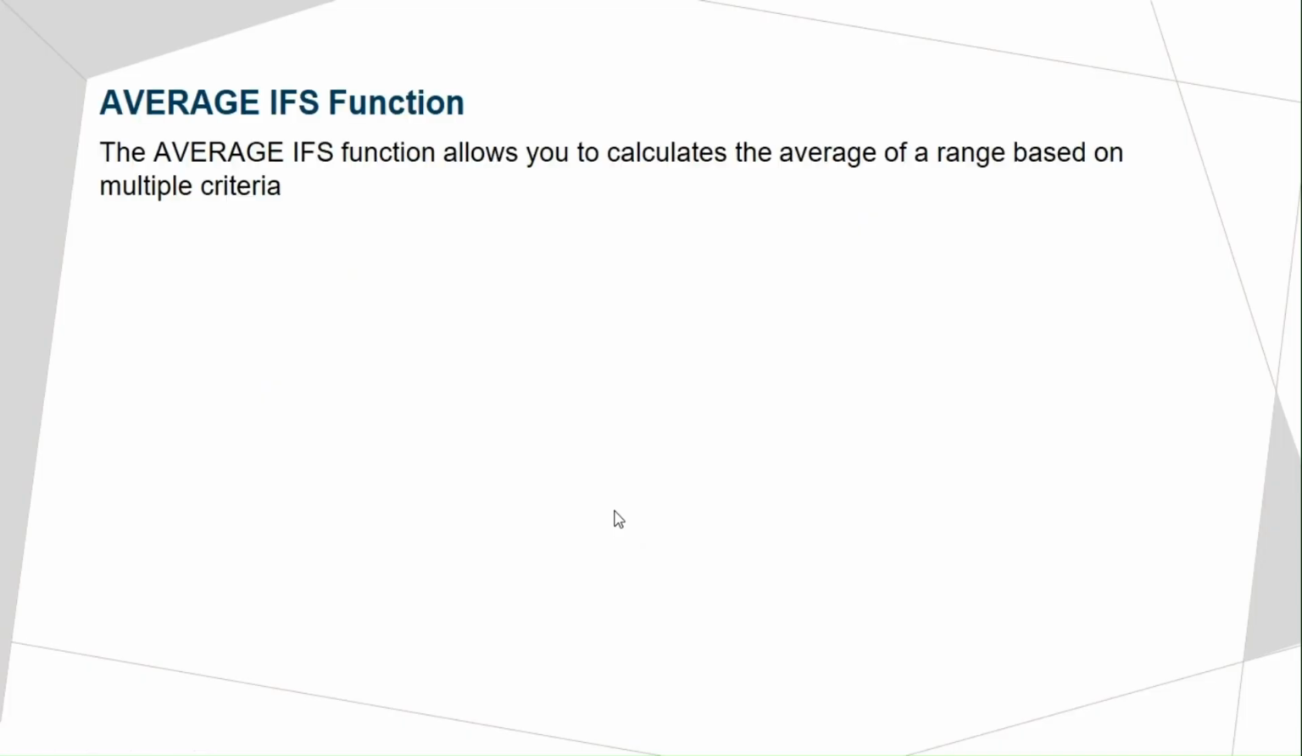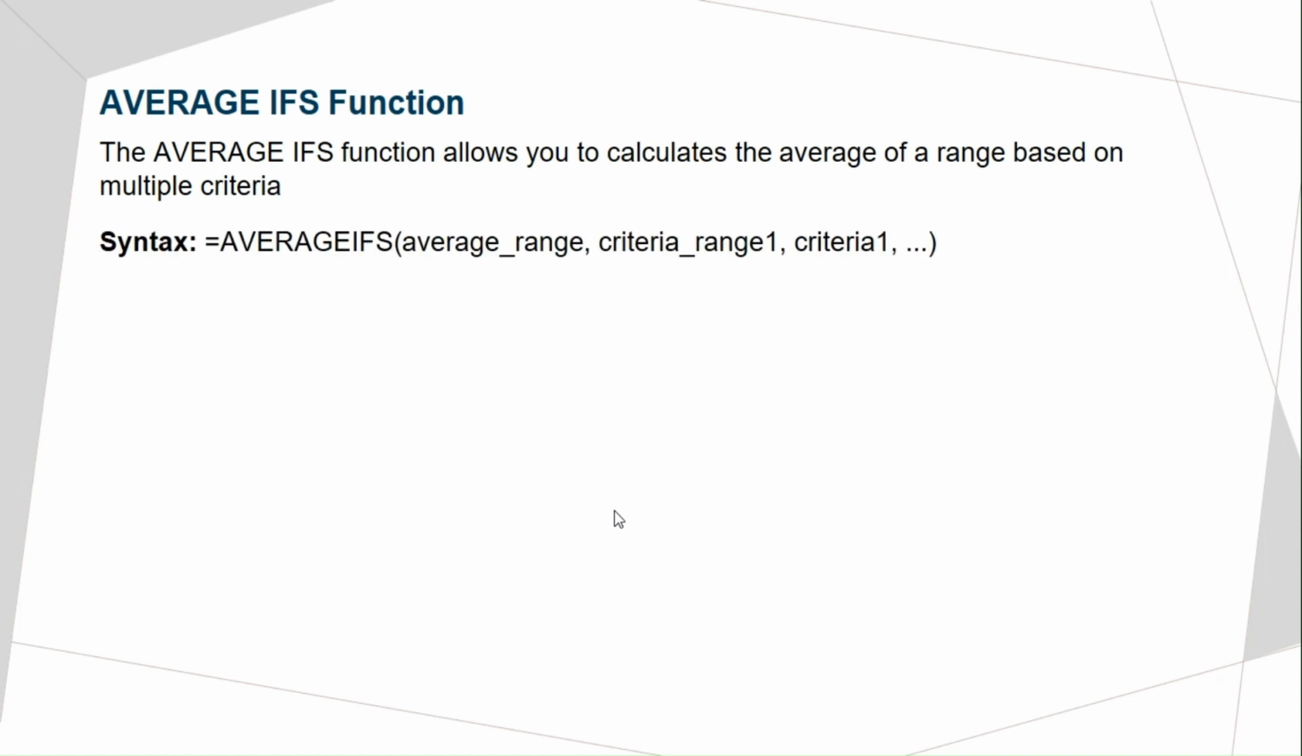The next function is the Averageifs function. The Averageifs function allows you to calculate the average of a range based on multiple criteria. The difference between the Averageif and the Averageifs is that the Averageif allows you to calculate based on one condition, while with the Averageifs, you can calculate the average based on multiple conditions.